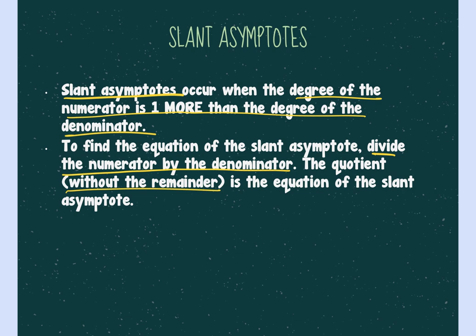You can always use long division, but you can only use synthetic when you have x, like if you're dividing by x plus or minus a number. If our denominator had x squared in it, then we can't use synthetic. We have to use long division. Again, this scenario only happens if the degree in the top is one more than the degree in the bottom.